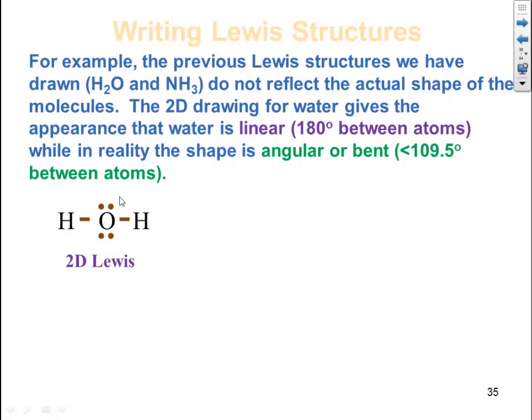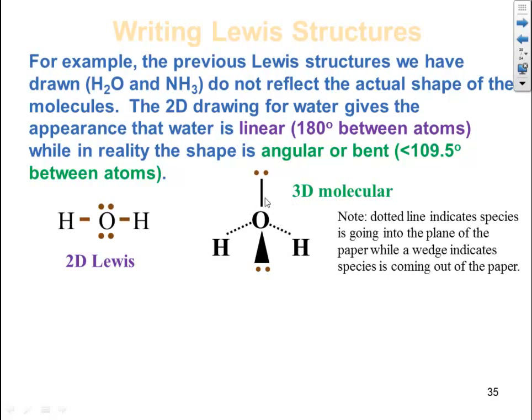So here's your 2D Lewis structure. And you can see we got it in a line that makes it look like it's 180 degrees between these hydrogens, but that's not true. In reality, the hydrogens are kind of bent, and you also have these 2 lone pairs. It's really in a tetrahedral arrangement with all 4 of these groups, which is a molecular arrangement of bent. The hydrogen atoms are basically bent.